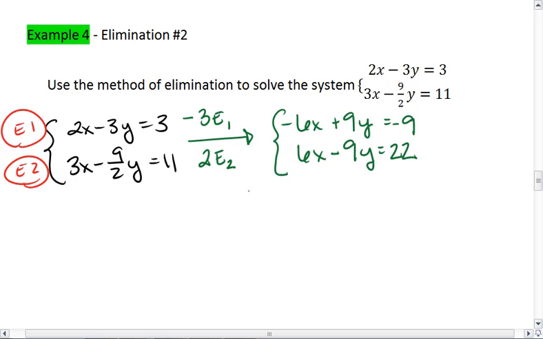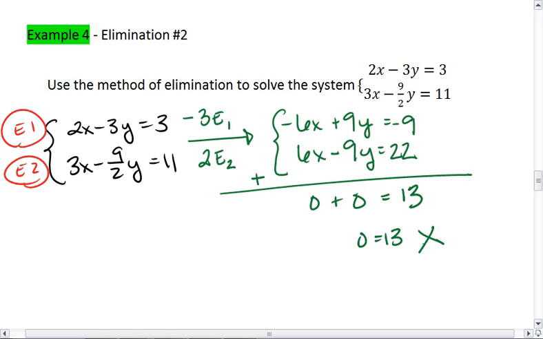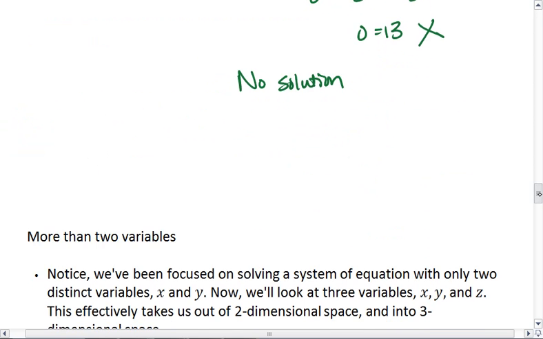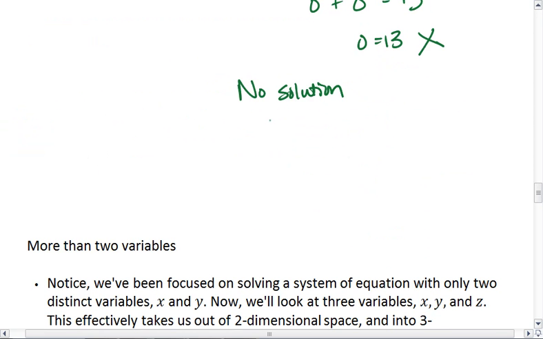I can now add my equations, giving me 0 plus 0 equals 13. 0 equals 13. This is a contradiction. Thus, I have no solution, which you can also write as 0 with this line through it.